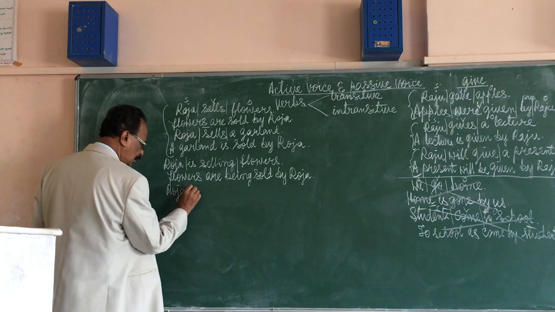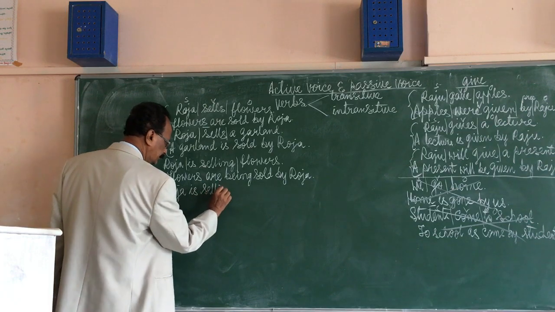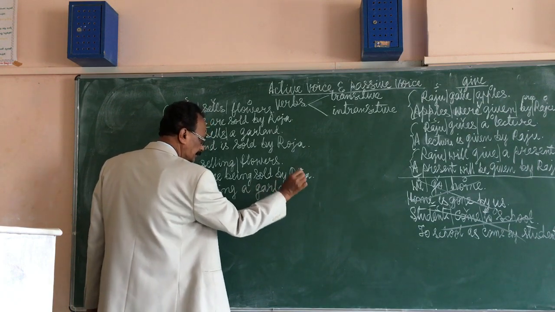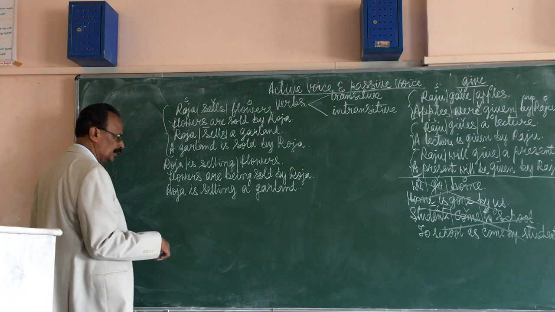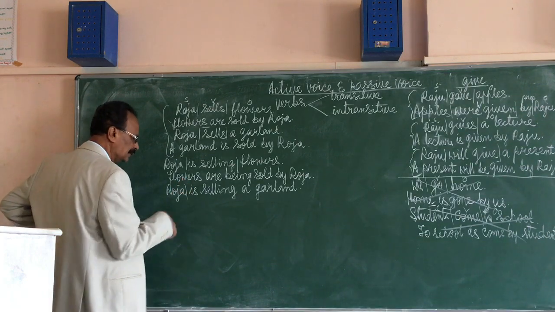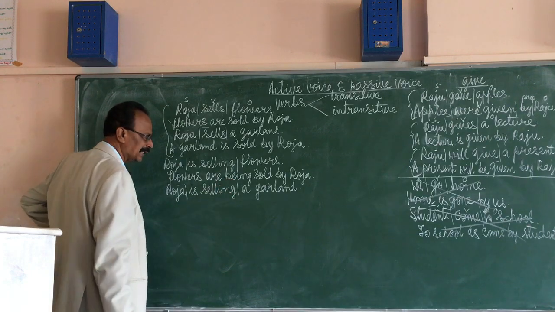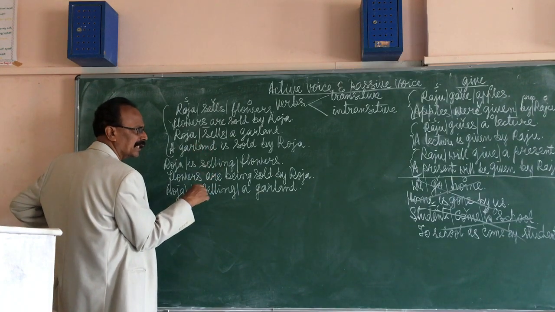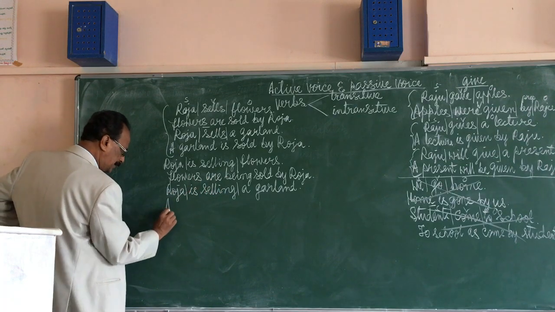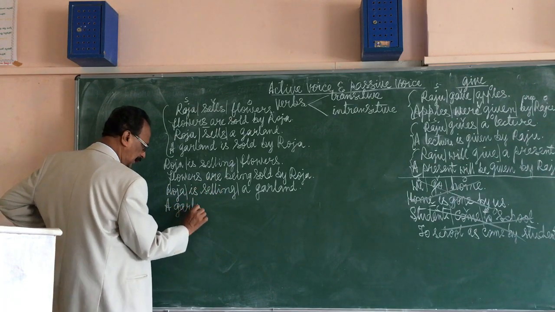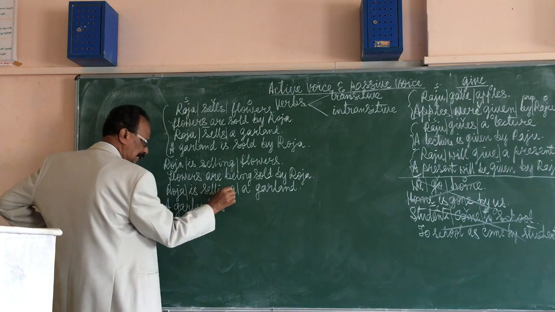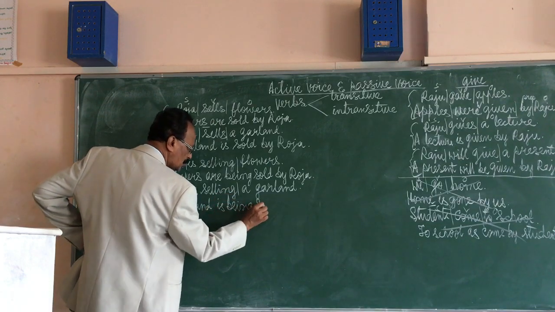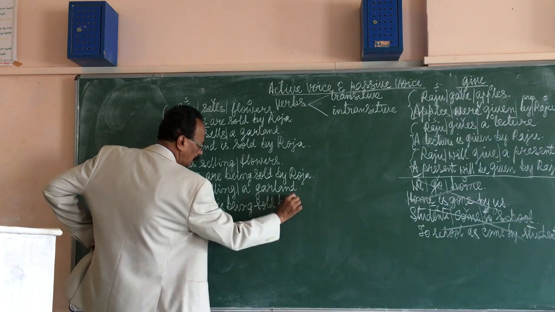Coming to another sentence, Roja is selling a garden. Come on, try to do this one. Which is the subject? Roja is the subject. Is selling is the verb. A garden is the object. Now, do it in the same way as we have done the other sentences. A garden, the object, becomes the subject. A garden is, because it is selling, to make sold we have to bring in being sold by Roja.